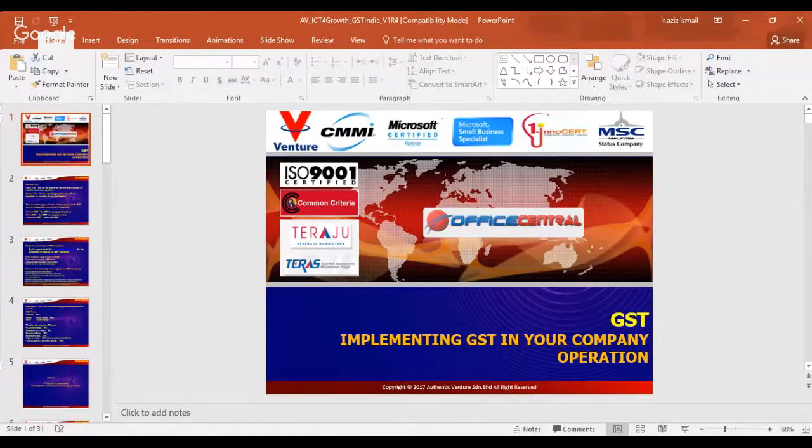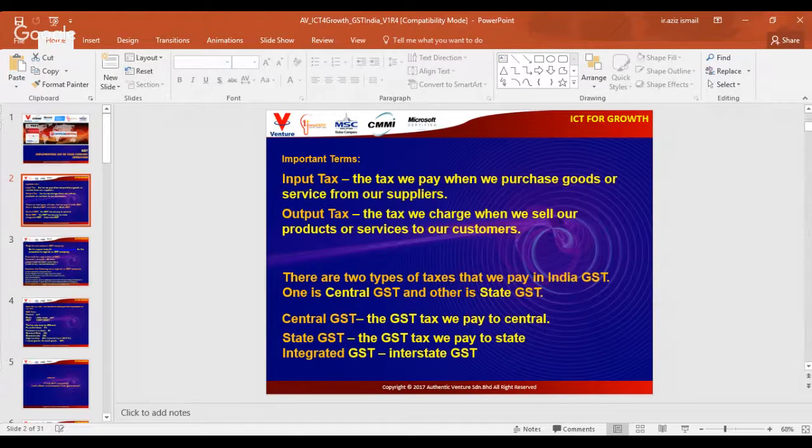Hi, today we are going to go through the implementation of the GST for the companies in India. Basically, from 1st of July, we will implement the GST for Indian companies. So this is the first session for the GST India for Office Central.